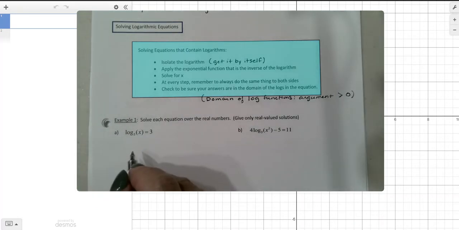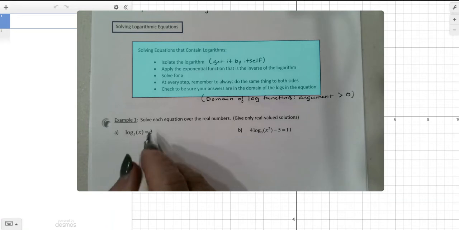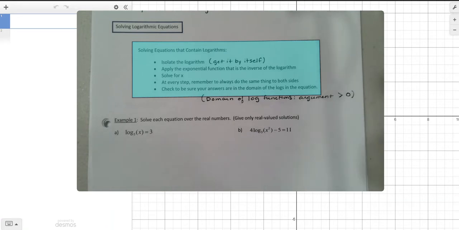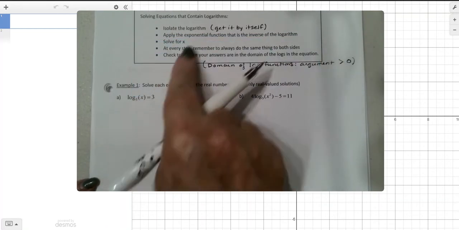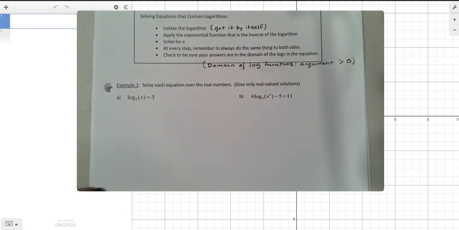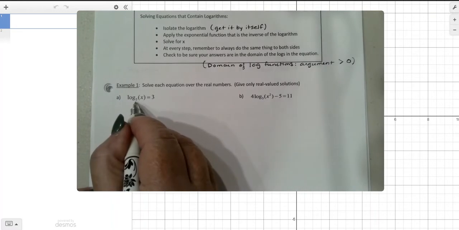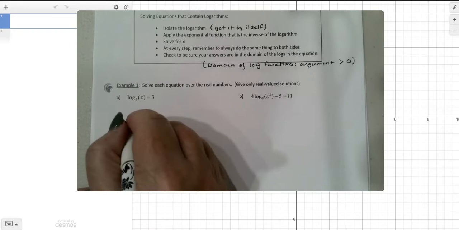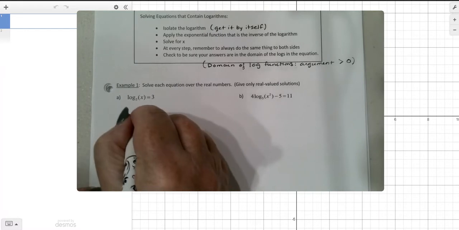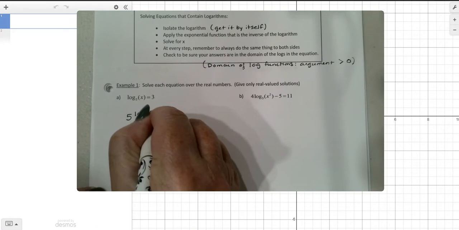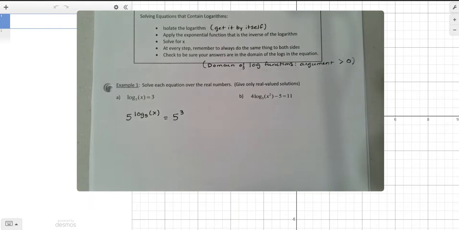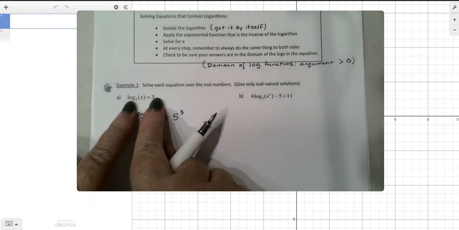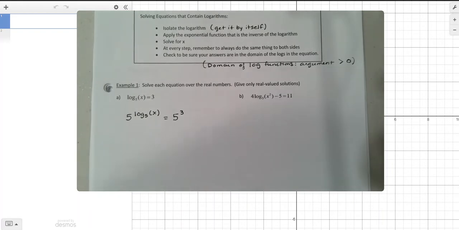All right, let's try this out. In this first one, we would like to solve our equations. Only going to worry about real valued solutions here. And I already have my logarithm all by itself over here, so I'm going to jump right to step 2. I'm going to apply the exponential function that is the inverse. Well, the inverse of a log base 5 is an exponential base 5. So I'm going to say exponential base 5 on the left side, exponential base 5 on the right side. I put a base 5 on both sides, and my original values are now in the exponents.